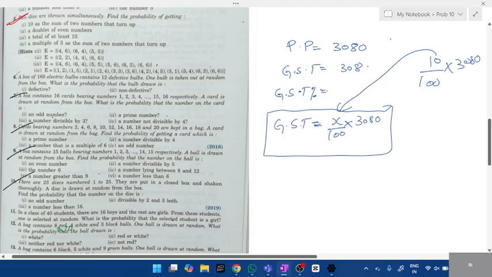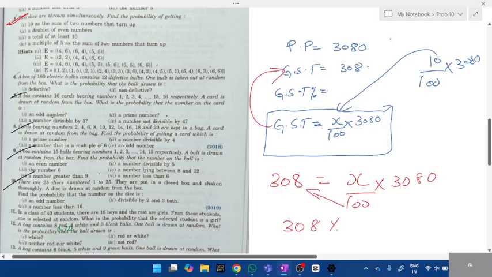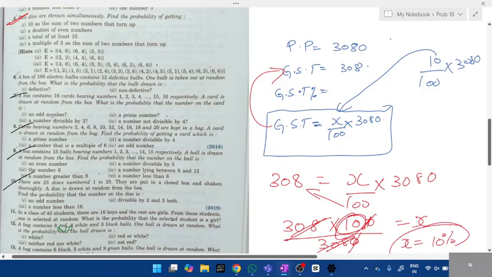Now, what is the GST amount given in this question? 308. 308 is equal to X divided by 100 into 3080, where we don't know the percentage. If you want to find X, what happens to 100? 308 into 100 divided by 3080. So the zeros cancel. What's the answer? X is equal to how many percent? 10%. This is the answer.